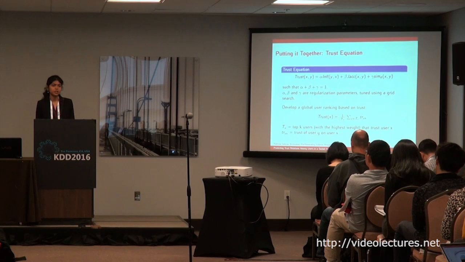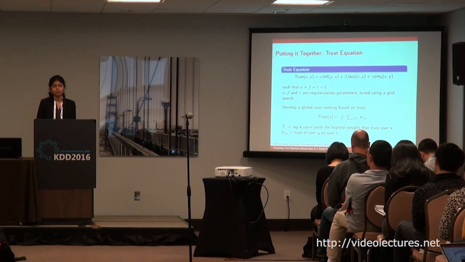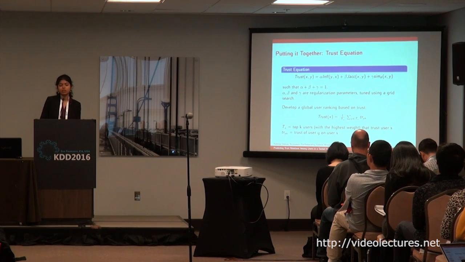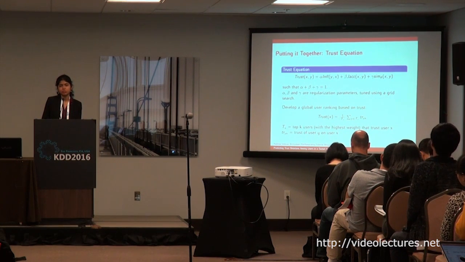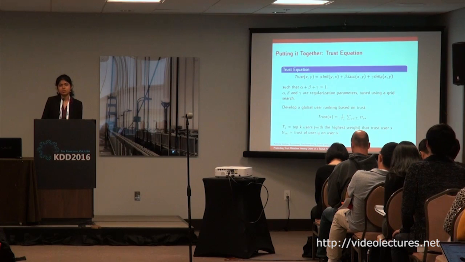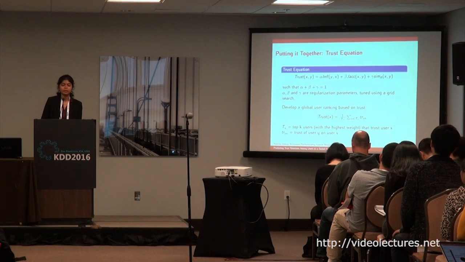And once we get the pairwise trust scores for each user, we can develop a global user-based ranking based on the trust score. For this, we identify the top K users who trust every user, and then we sum up their trusts and divide by the total number of users who are trusting. In this way, we assign an aggregated trustworthiness score to each user, and then use this to develop a ranking of users based on trust.